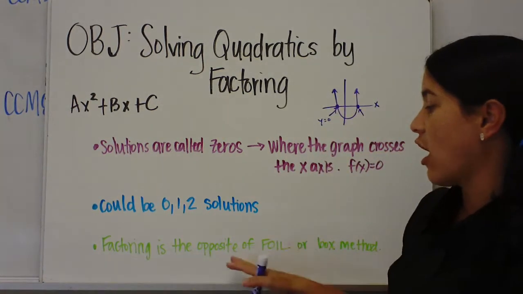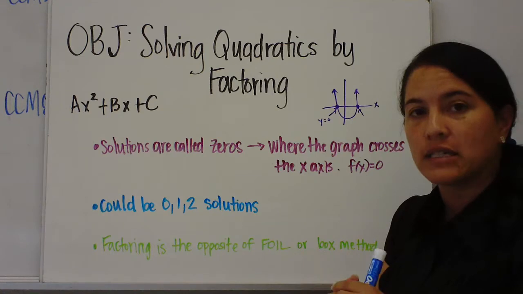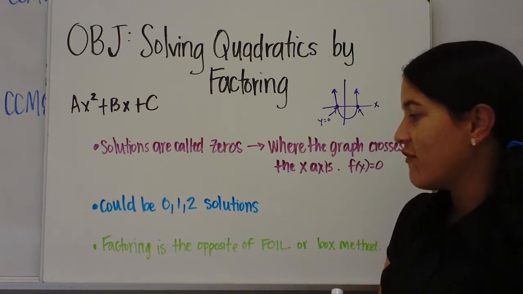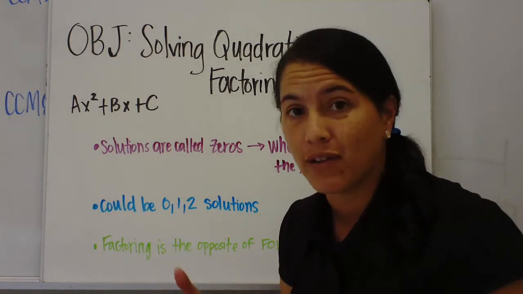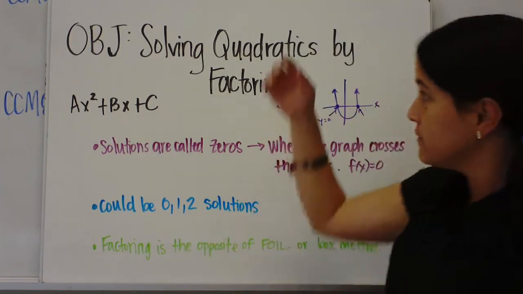And then factoring is the opposite of FOIL. So we've been practicing multiplying them, and factoring is undoing that. So we're going to go through. I'm warning you, this might be long, but I'm going to try to be very detailed.